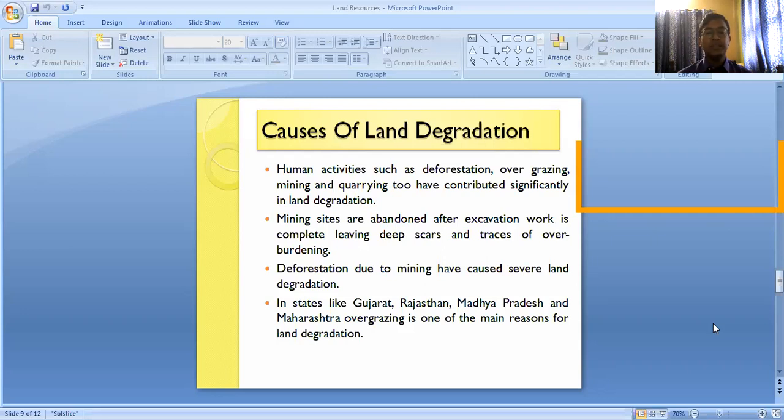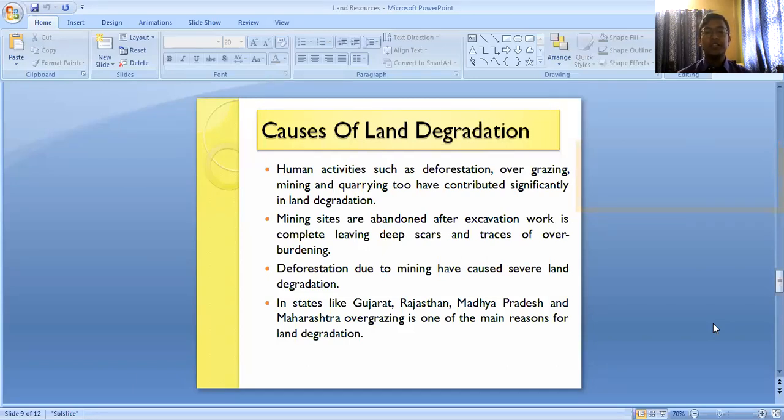So what is happening here is that because of deforestation, the lands become exposed to natural forces like the sun's energy, the wind energy, the rainfall and all. Soil erosion takes place, and ultimately it is responsible for land degradation.